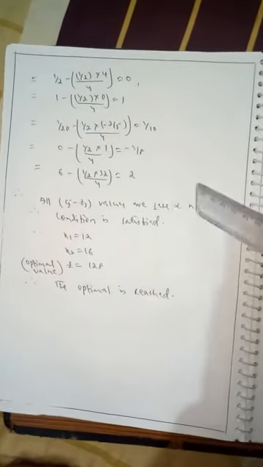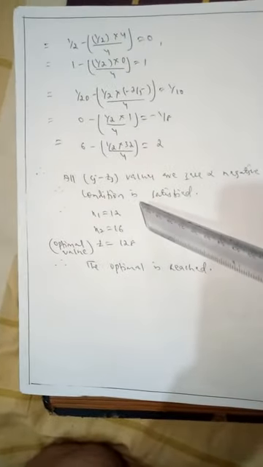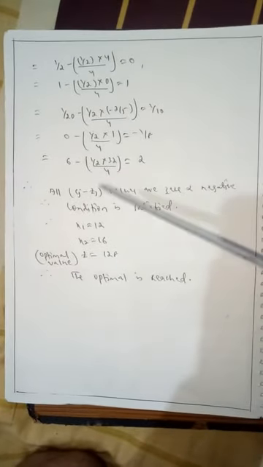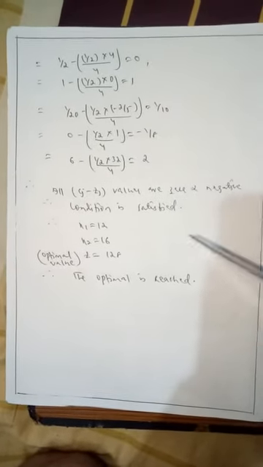So I wrote here that all Cj minus Zj values are zeros and negative, therefore the condition is satisfied, that is x1 is equal to 12 and x2 is equal to 16. Okay, so the optimal value Z is equal to 120. The given solution is optimal. Okay, I hope you understand this problem. Okay, thank you.